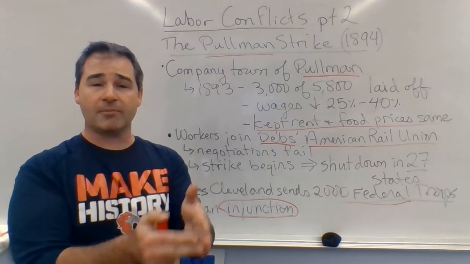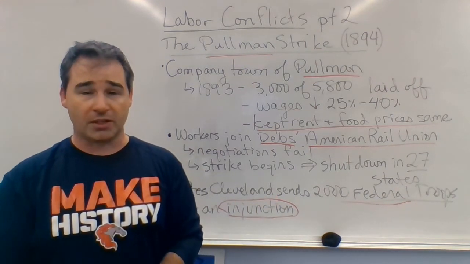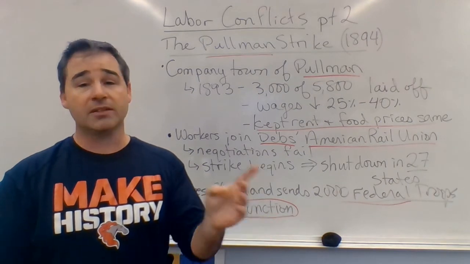The power of the government is being used against the workers here, and that's not going to change until 1900 with Teddy Roosevelt, when he comes out with what we're going to call the Square Deal.